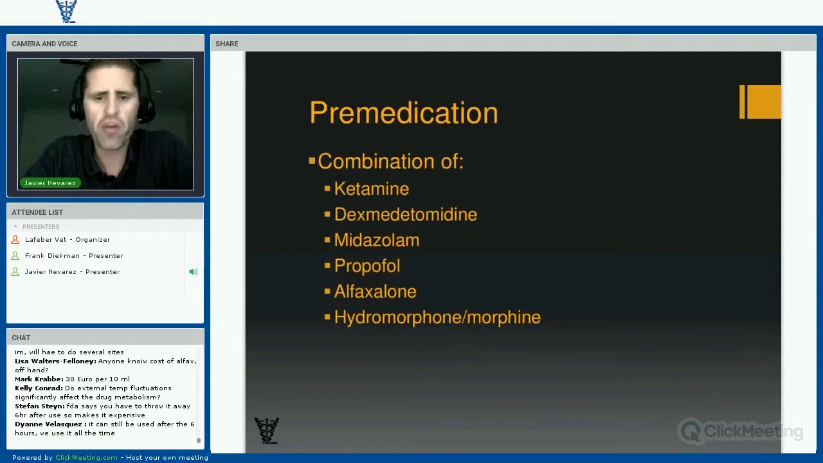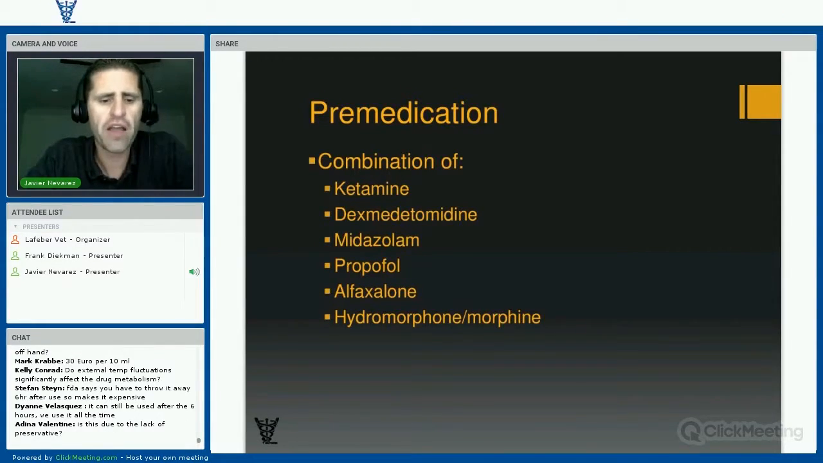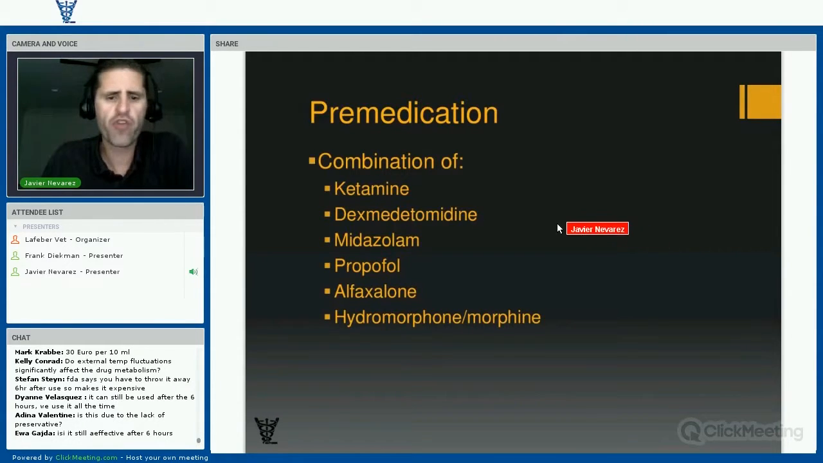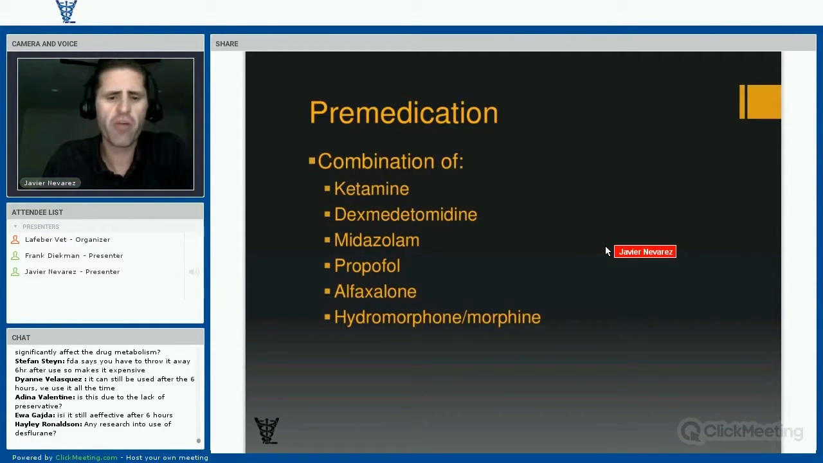So we're going to run through some of the different protocols. In mammals, we're used to talking about pre-medication, induction, and maintenance. In our field, we sometimes pre-medicate and induce at the same time. We don't split them quite as much. But for pre-medication, you can give a combination of ketamine, dexmedetomidine, midazolam. You can use propofol or alfaxalone.